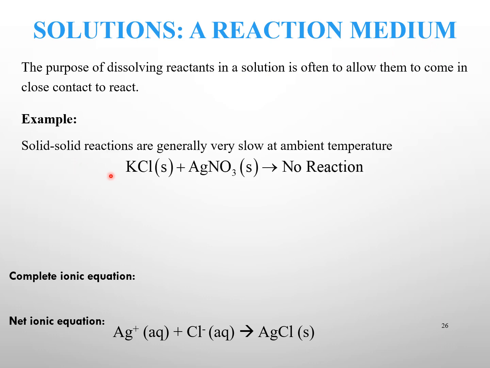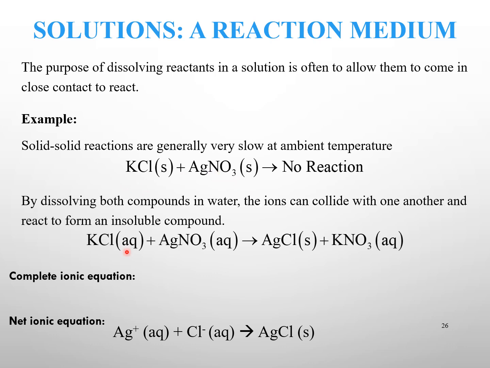For example, if you have just solid KCl and solid silver nitrate, it's not going to be able to react on its own. But if you put KCl into water and AgNO3 into water, they're both soluble aqueous solutions. You can actually make a reaction happen by forming precipitate of silver chloride and aqueous solution of potassium nitrate.